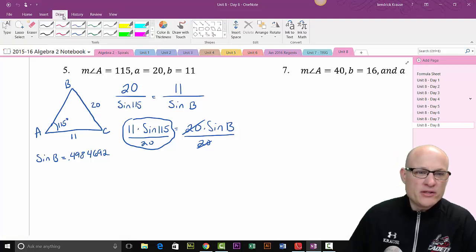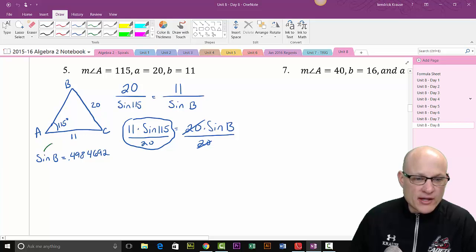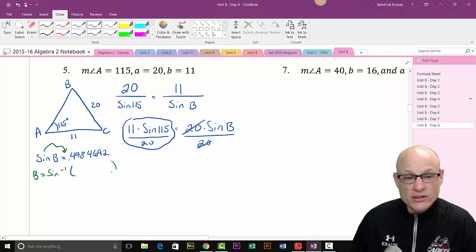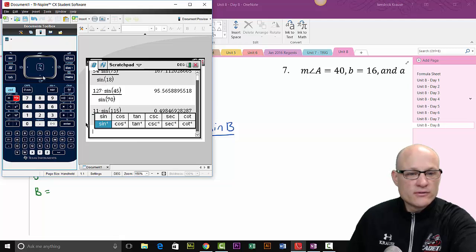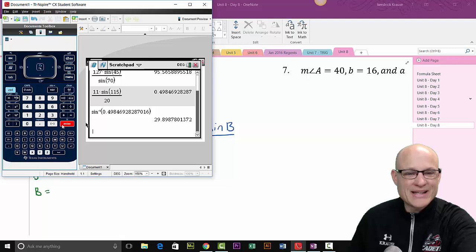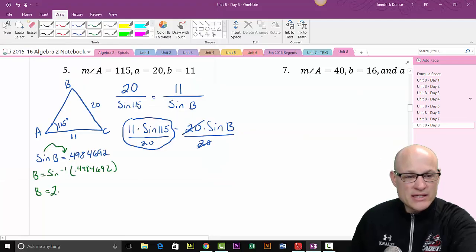Well, if I want to figure out what b is equal to, you have to remember that we have to bring the sine over to the other side and do inverse sine. So b is equal to sine inverse of this really long decimal, 0.49844692. So what is b equal to? I'm going to do inverse sine of that, and I get 28.898.